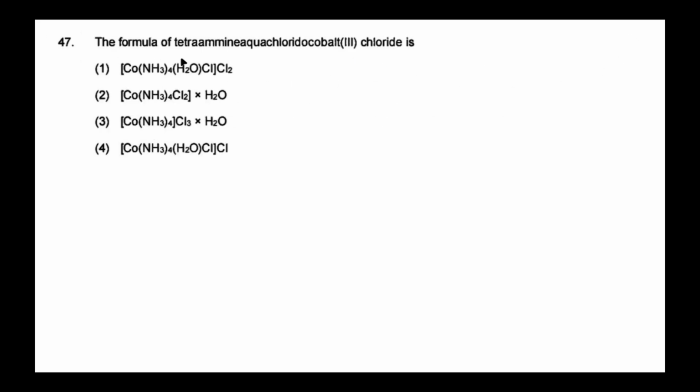The next question: the formula of tetraammine aqua chlorido cobalt(III) chloride. Tetraammine means 4 NH3 groups, and aqua means H2O; a water molecule is called aqua. Cobalt(III) chloride means the cobalt oxidation state is +3. Also chlorido, Cl minus, is there. So tetraammine aqua chlorido cobalt(III) chloride.